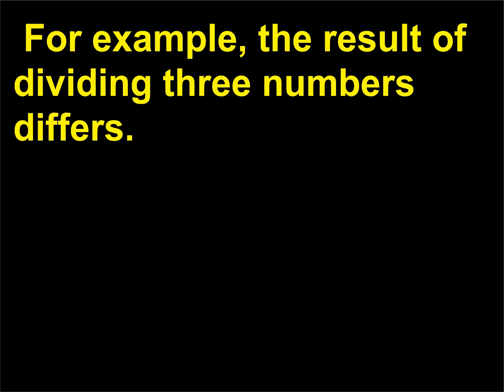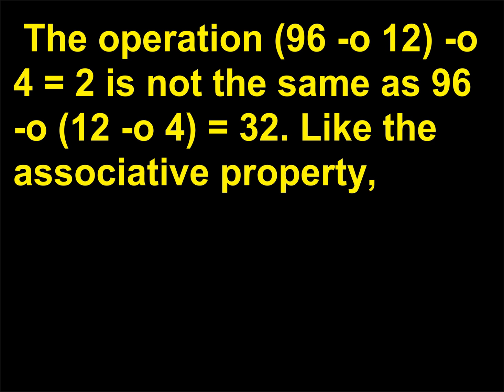For example, the result of dividing three numbers differs. The operation (96 ÷ 12) ÷ 4 equals 2 is not the same as 96 ÷ (12 ÷ 4) equals 32.